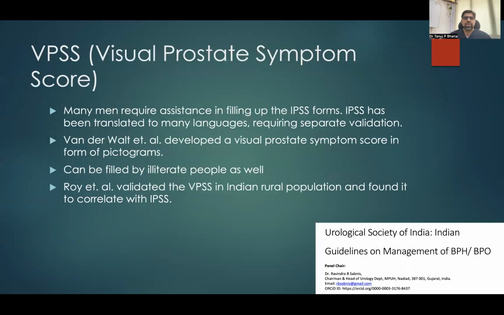Coming to visual prostate symptom score. Many men require assistance to fill up the IPSS forms, especially in the subcontinent where the literacy level varies between different patients and many are actually illiterate. And IPSS also has to be translated to many languages requiring separate validation. So Van der Walt et al. developed a visual prostate symptom score in form of pictograms, which can be filled by patients with different levels of literacy. And Roy et al. validated the VPSS in Indian rural population and found it to correlate with IPSS.